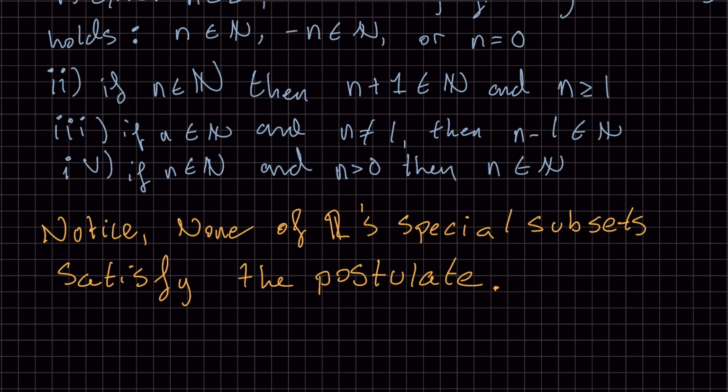2. If n is in N, then n plus 1 is in N, and n is greater than or equal to 1. That's because every number greater than 1 is in the natural numbers, right? We already stated that every positive integer is in N. So if n is greater than or equal to 1, then if you add 1 to that, it's also in the natural numbers.